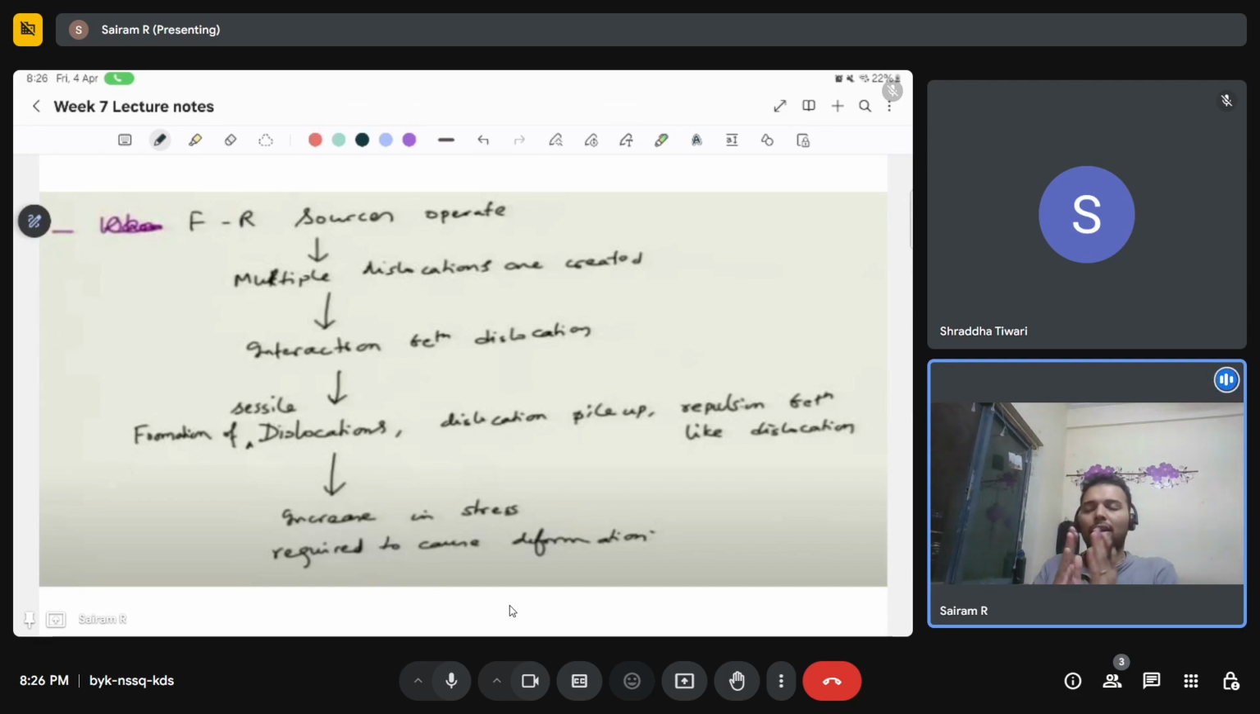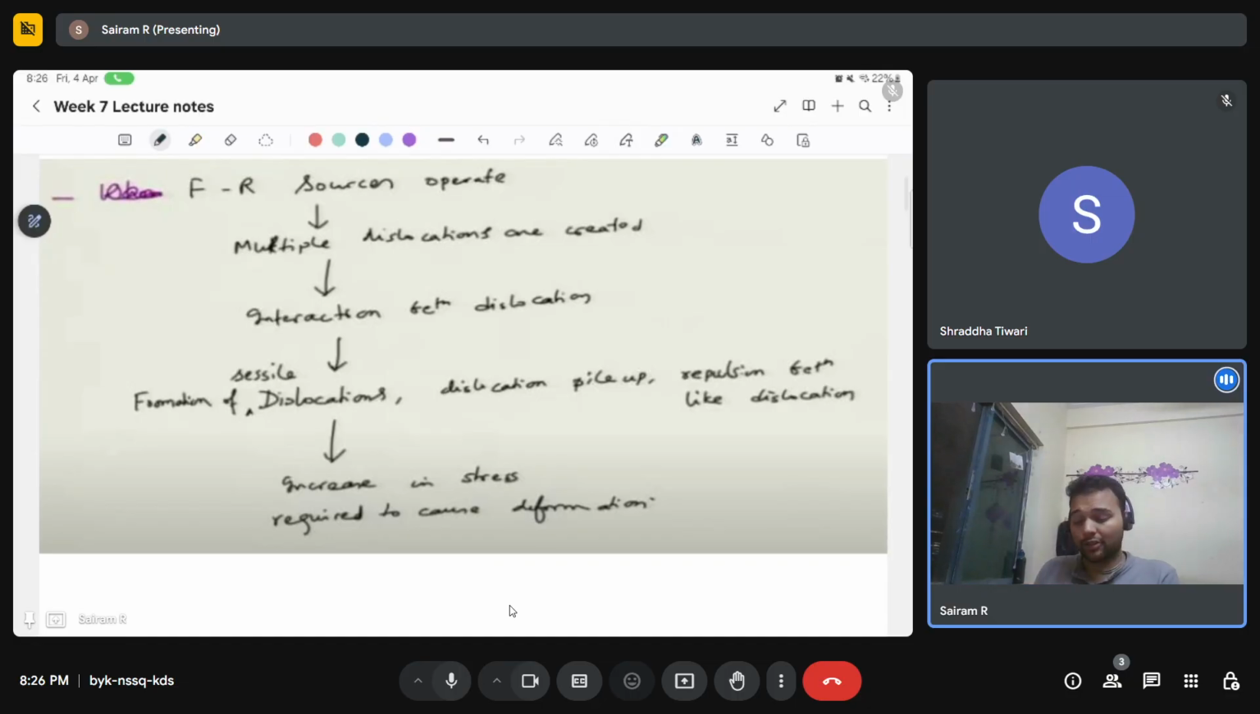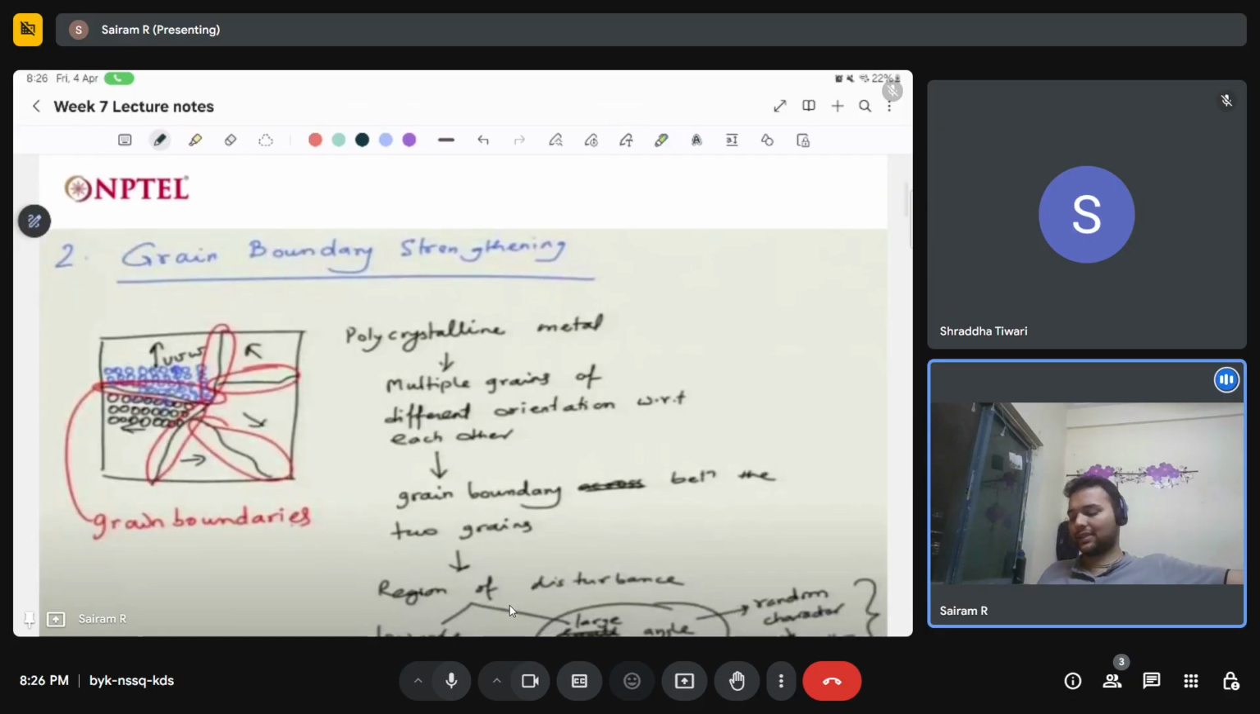When you have the Frank-Read sources growing, there comes a point where there is annihilation between opposite directions of sources, and then there is a formation of sessile dislocations as well, dislocation pileup. We have a lot of these things, and finally there is an increase in the stress required to cause further plastic deformation. So this is the basics of what we see in strain hardening.